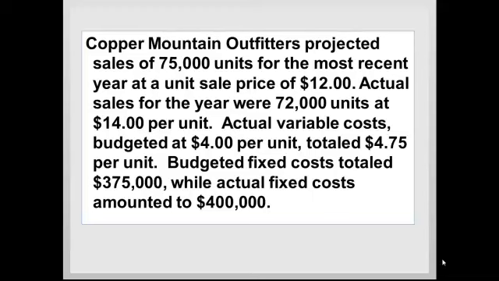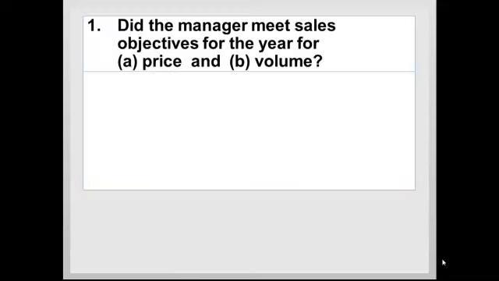All right, so we are given here what we thought would happen and then what did happen. We're going to take a look at our static and flexible budgets, but before we do, we just want to take a look at what happened here as far as sales are concerned. Did the manager meet sales objectives for the year for price and volume? And what we find is that when we look at our performance report, this is sort of ignored. It just looks at if sales met the planned amount and if costs were kept within a certain amount.